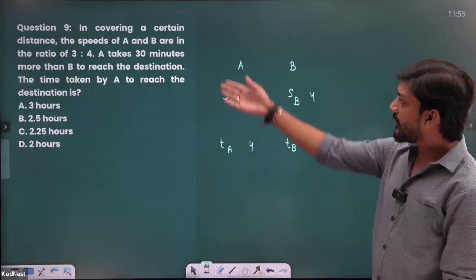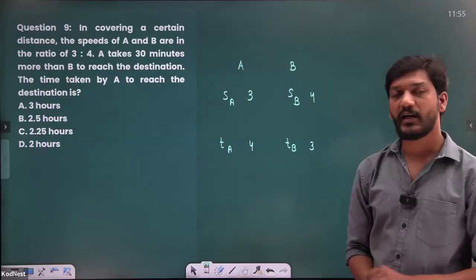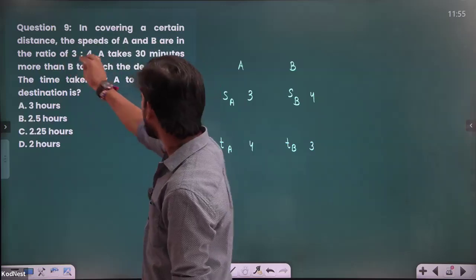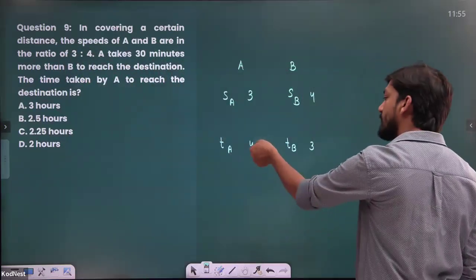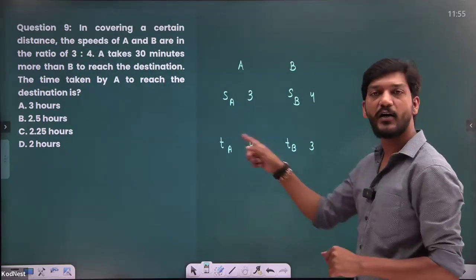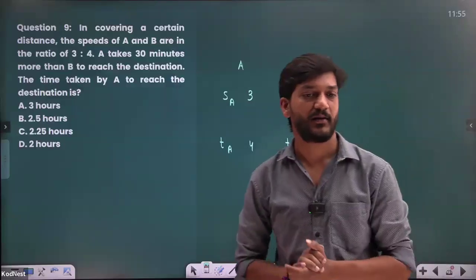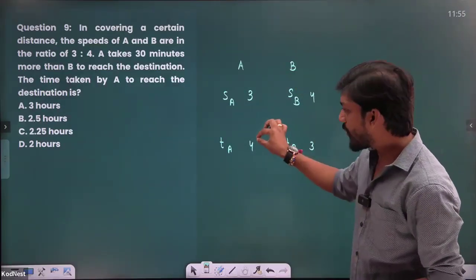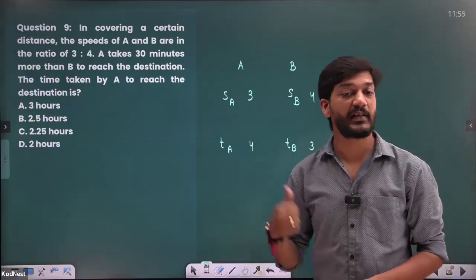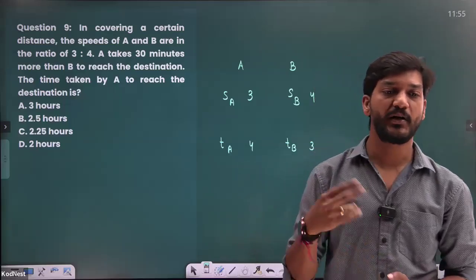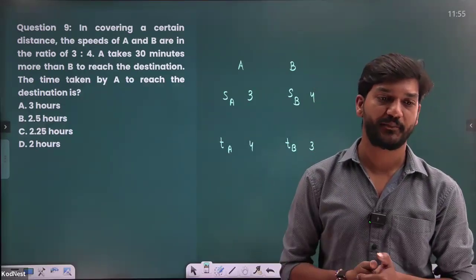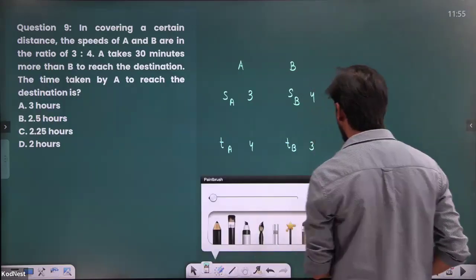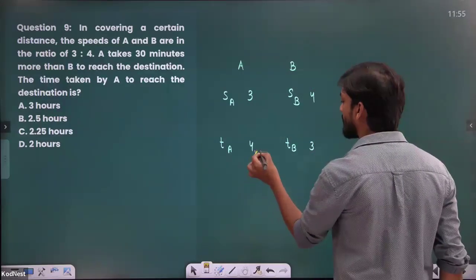Okay, please carefully read the question. What they are saying about time. So A takes 30 minutes more than B. Will you say A takes 30 minutes more than B? Will you say that with these values? With these values, how many minutes more A takes? 1 minute more. I don't want 1, I want 30. So multiply by 30.